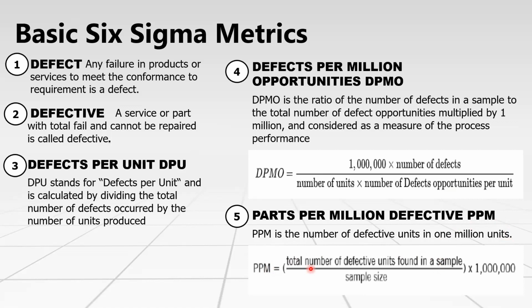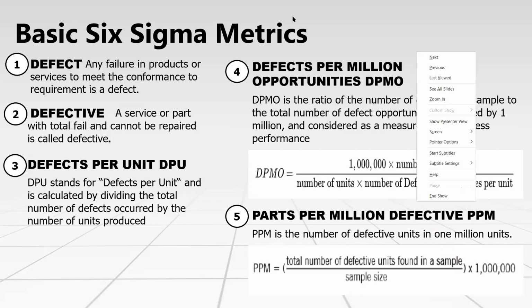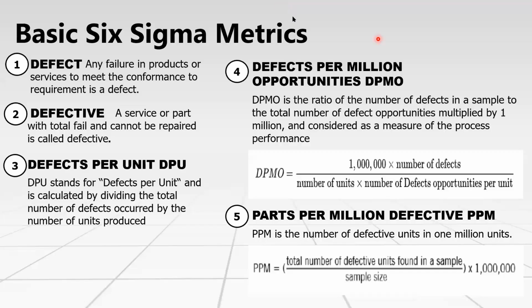And this is the formula. It's calculated by dividing the total number of defective units in a sample. It means if I consider that I produced 100 units this month and I found 2 units damaged, that means that my percentage of defective was found to be 2%. And by multiplying that percentage of defective with 1 million, I get what we call the parts per million defective, or the PPM.